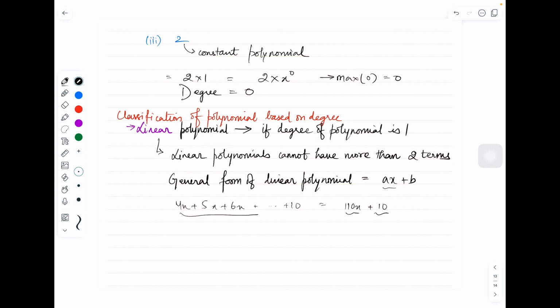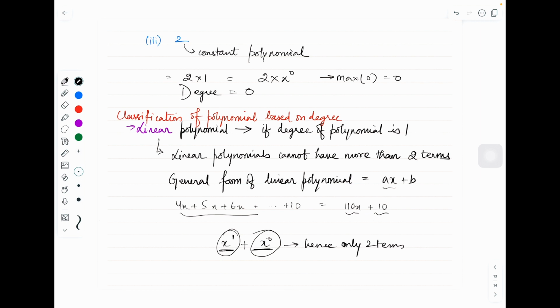You are getting it? Because of this, only degree 1 can be there. If degree 1 is there, that means x to the power only 1 can be there, and another x to the power 0 can be there. If linear polynomial is there, that means only x to the power 1 and x to the power 0 can be there. Hence, only two terms. x to the power 1 is one term, x to the power 0 is the second term. So only two terms can be possible. There cannot be more than two terms in linear polynomials.